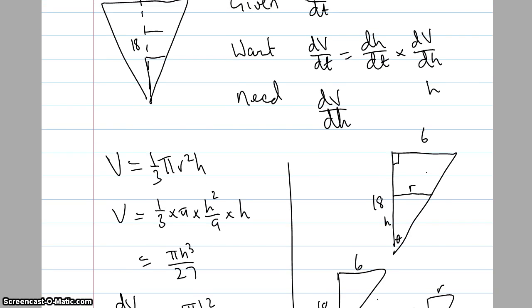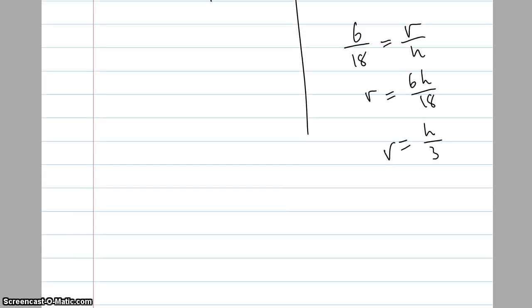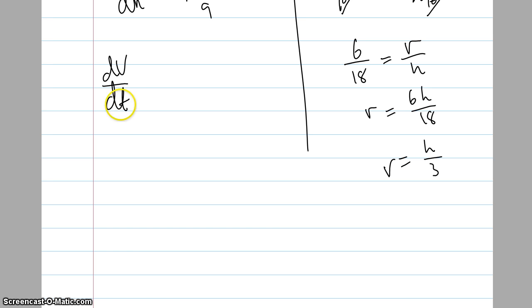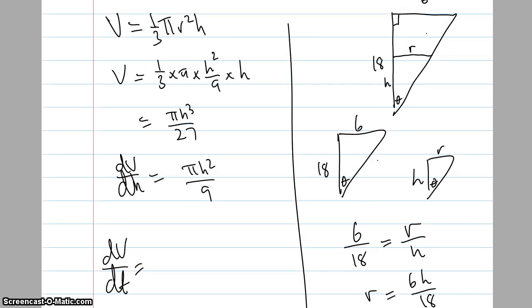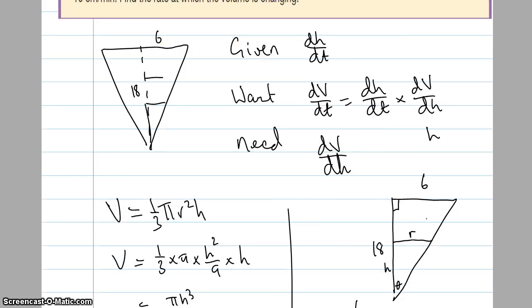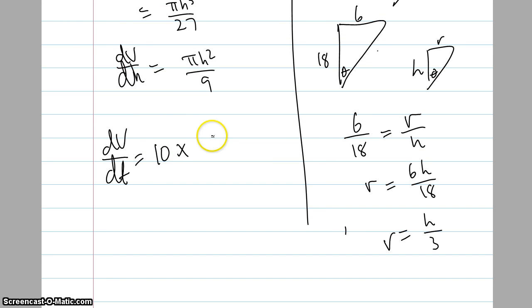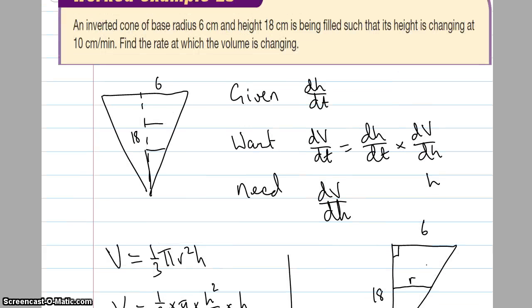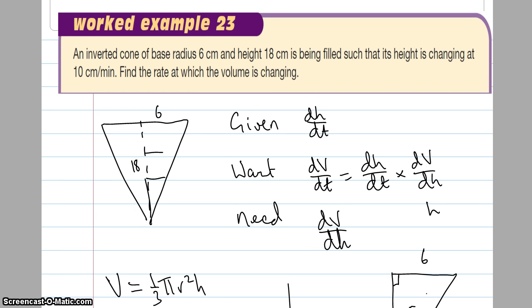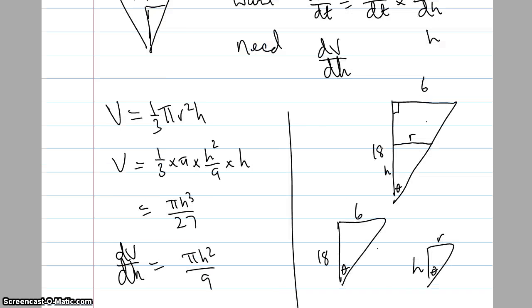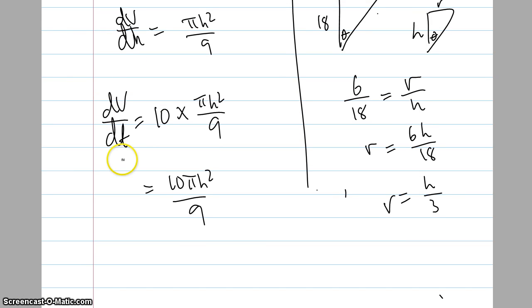Now I can write down what's the actual thing that I need. The thing that I want is dV/dt. So dV/dt is equal to dH/dt, which is 10, multiplied by pi h squared over 9, which is 10 pi h squared over 9. And I now need to know what h is, and it doesn't tell me, so I think that's all I need to know. So this is the rate at which the volume is increasing with respect to time. This is my final answer just here.